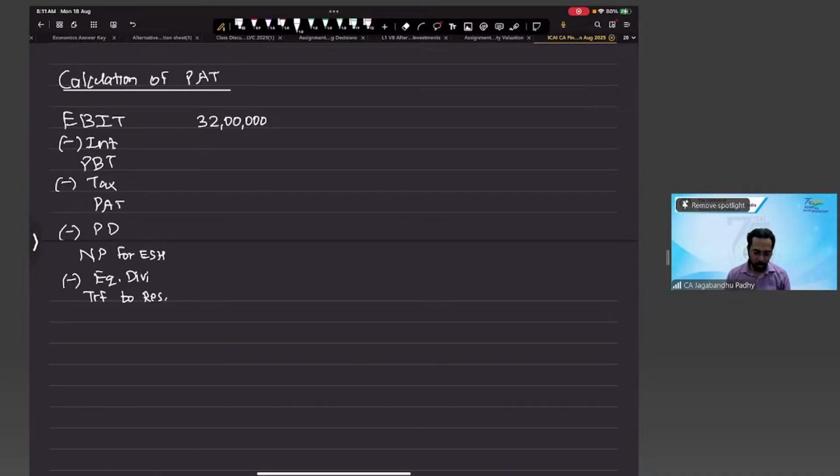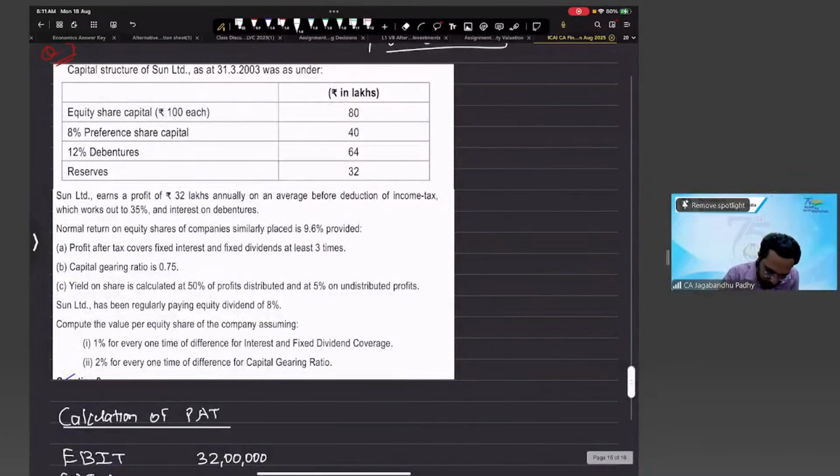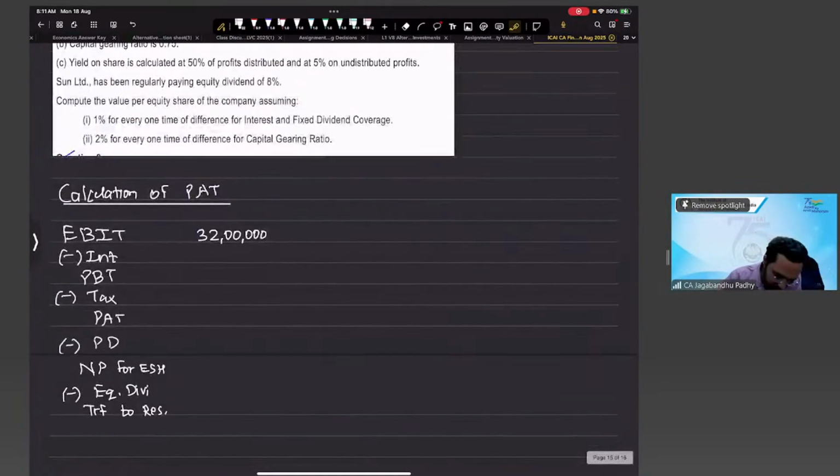From 32 lakh, what is the interest that is going to be subtracted? 12% of 64, right? So 7 lakh 68,000.